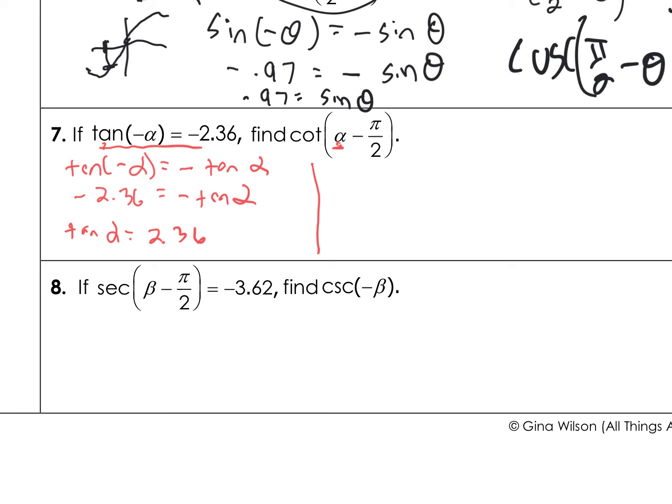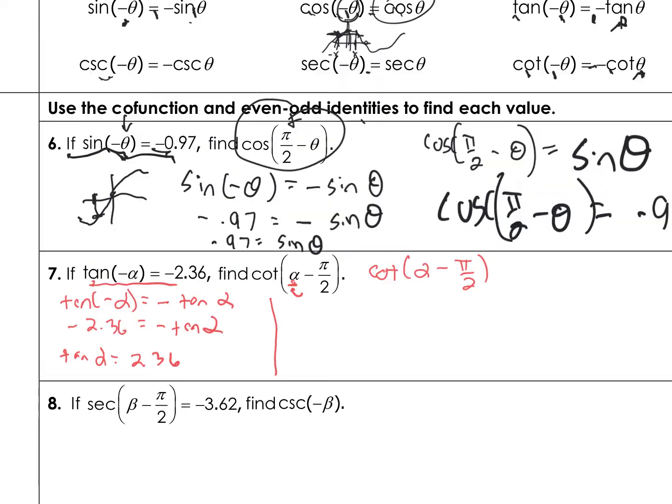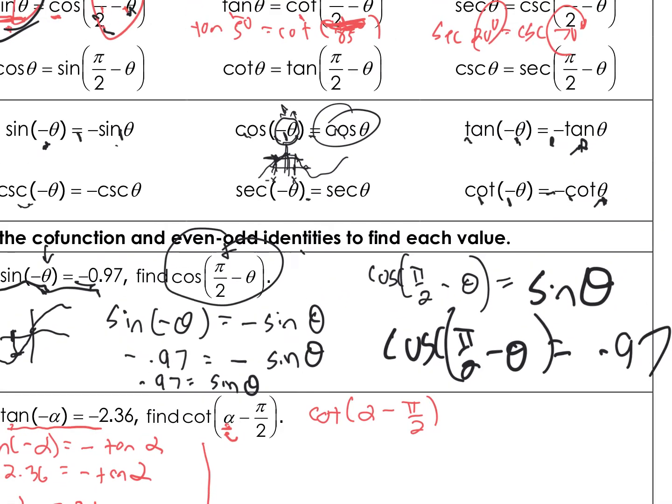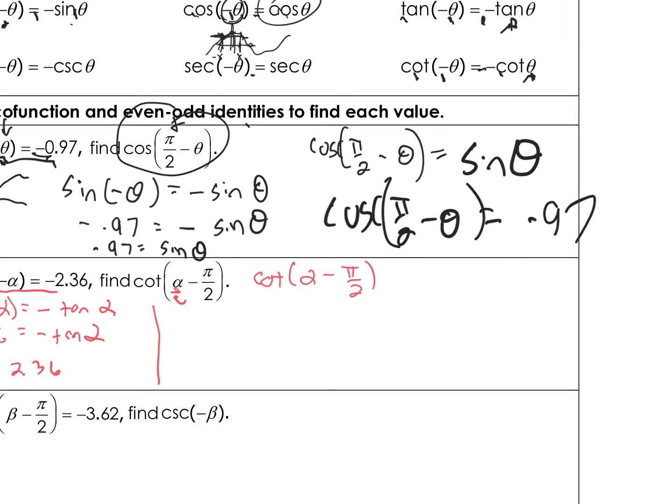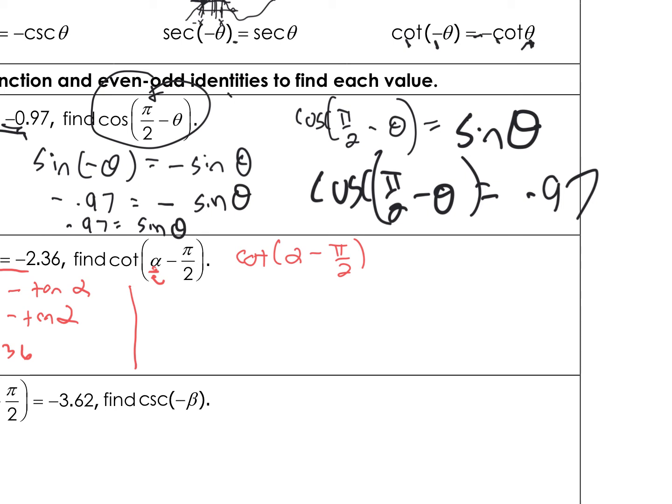But I need to address the switch that they've done. So what I'm going to do is, this gets complicated. Cotangent of alpha minus pi over 2. I need to switch those numbers around because it doesn't agree with my cotangent up here, this one right here at the top. It isn't in the right order. So let me switch it around.